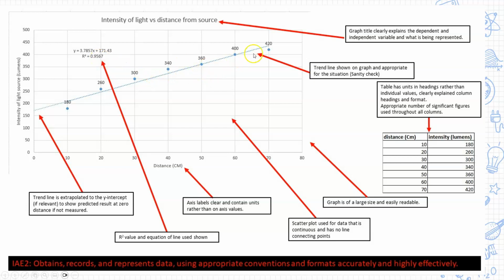So we've got our trend line here. This is that blue dotted line. That's good. We've used a scatter plot, so you can see there's no connecting lines here, just my trend line. And it came from this table of data. So that's what we started with. They used that to construct this graph.